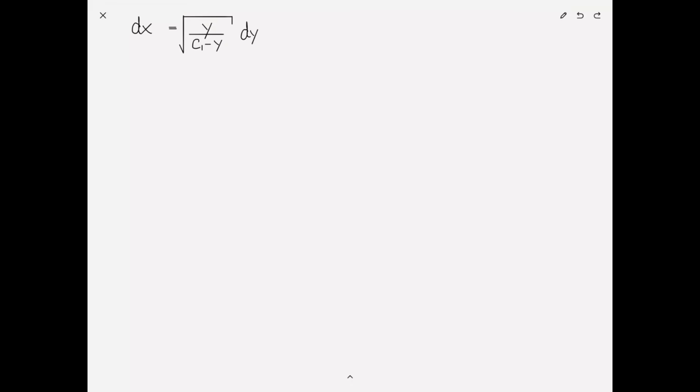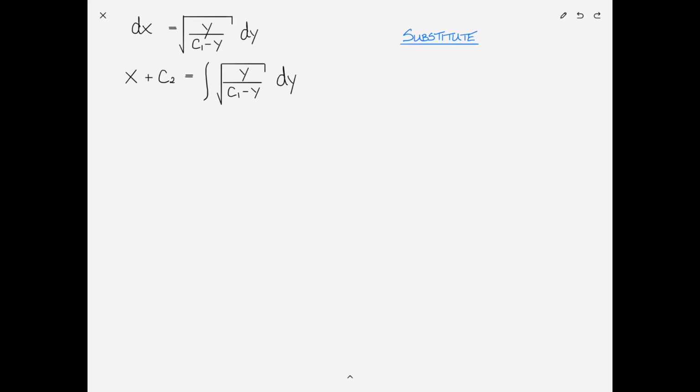Now what do we want to do? We want to integrate both sides. The left-hand side, dead simple, just x plus a constant. We'll call this c2 since we've already used c1. On the right-hand side, let's just leave this in integral form for now. It's equal to the integral of square root of y divided by c1 minus y, dy.